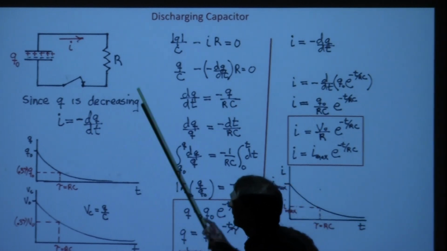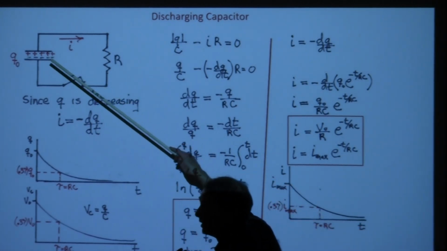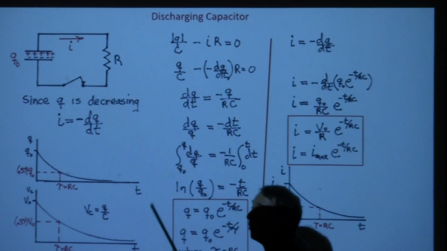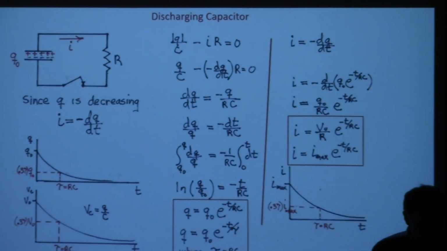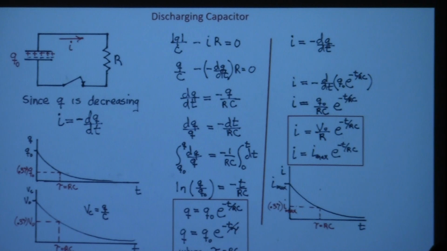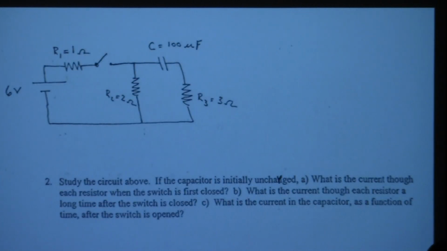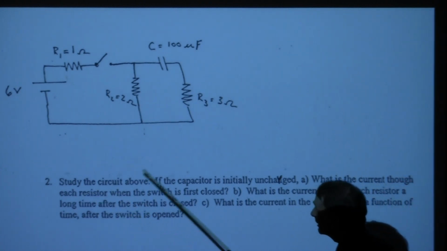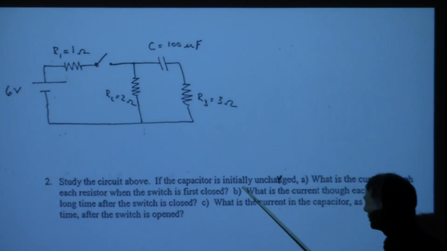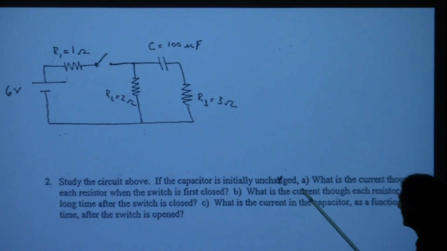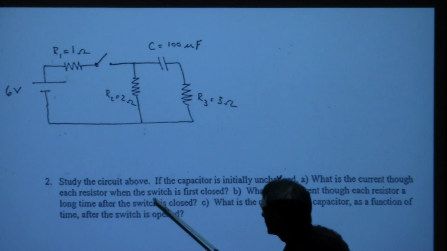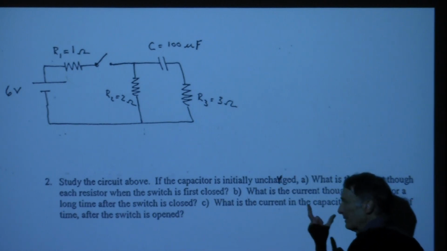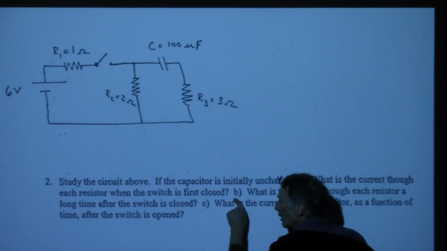To charge it, the current goes in one way, and then when discharging it goes the other way. Okay, in fact, let's get to a more practical example of what he might do on the exam. He'll probably give you a problem like this. Study the circuit above. If the capacitor is initially uncharged, what is the current through each resistor when the switch is first closed? You want to look for key words like first closed.